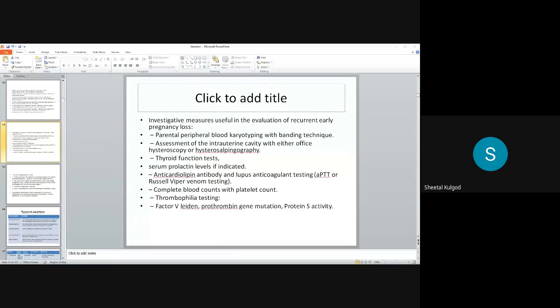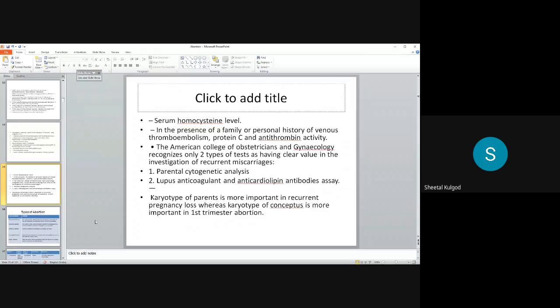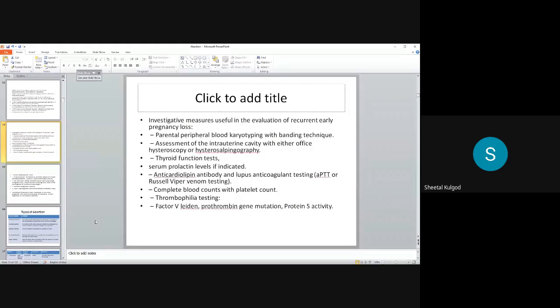As I was just revising the topic, I'll quickly do that and then go ahead with the second part of the same topic, that is abortion. So we were discussing the tests which are being done in abortion to rule out the cause of the abortion.